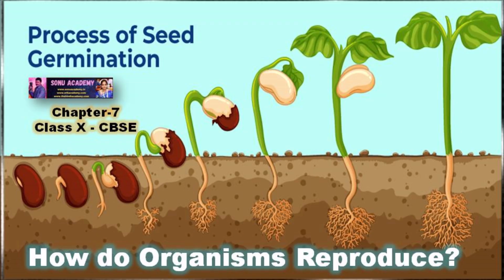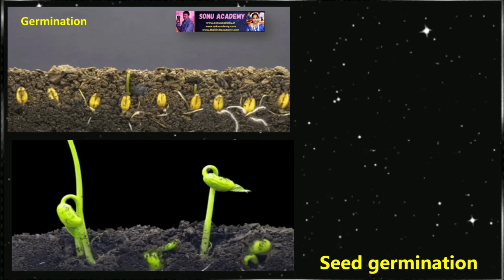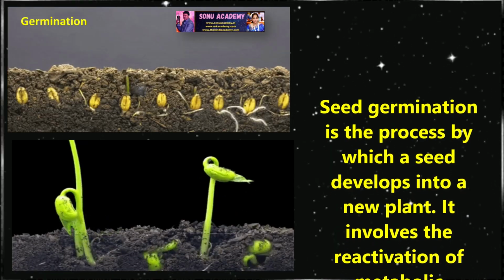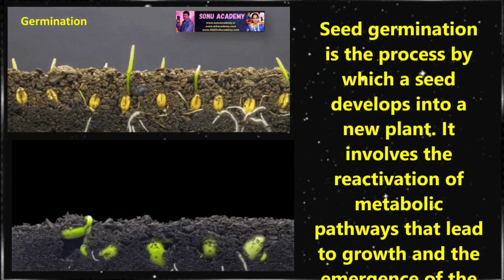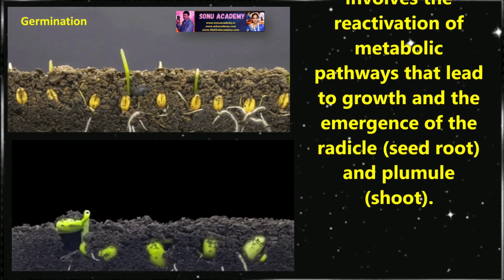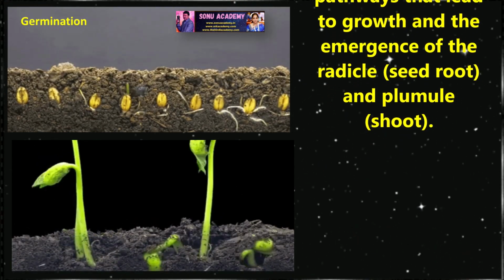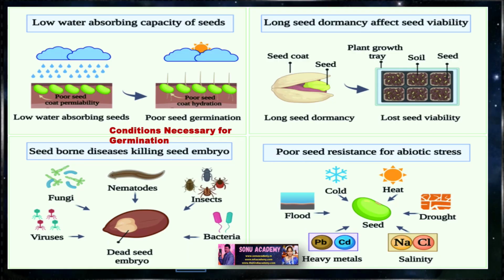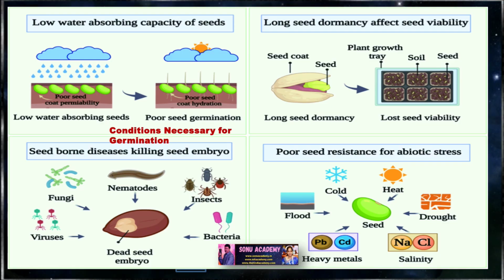Good morning, dear students. Today we are going to discuss reproduction in organisms from chapter 7 of the CBSE syllabus, class 10. Children, let us discuss seed germination. Seed germination is the process by which a seed develops into a new plant. It involves the reactivation of metabolic pathways that lead to growth and the emergence of the radicle, meaning the seed root, and shoot.